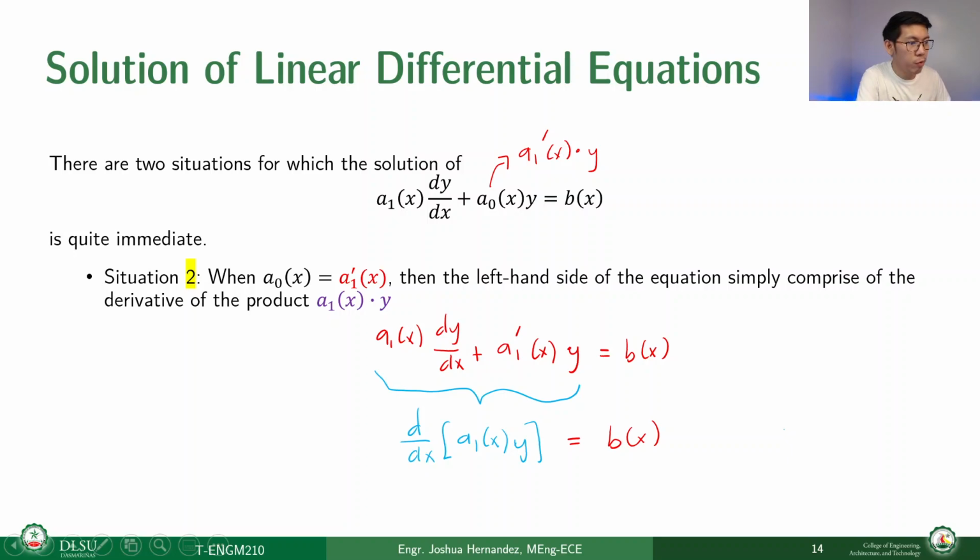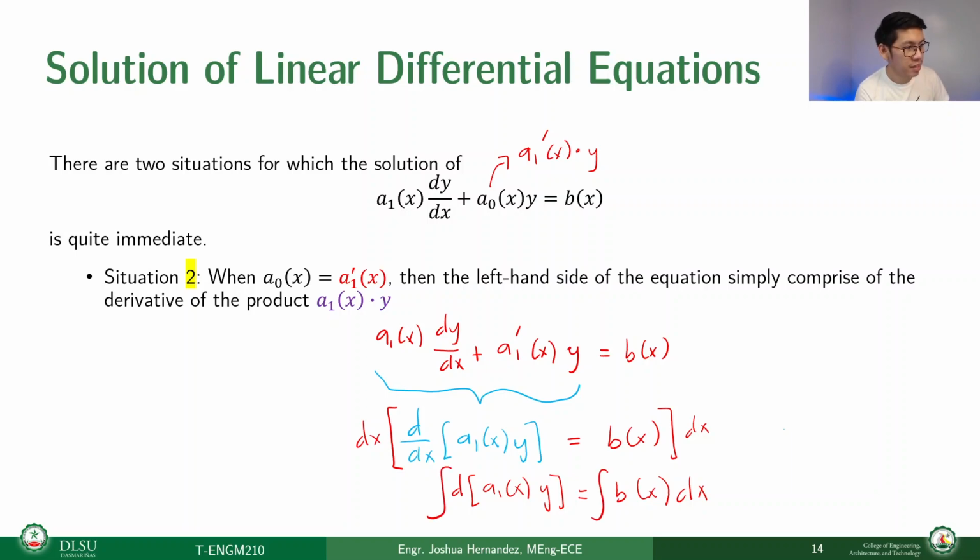So by simply multiplying dx on both sides, we're gonna get what? d of a sub 1 of x multiplied by y equals b of x dx. Right. Now, if we integrate both sides, this left-hand side and this right-hand side, I'll continue dito sa space na to, ha. Magkakaroon tayo ng, by the fundamental theorem of calculus, the antiderivative with the derivative cancels out. And now we're left with a sub 1 of x y equals the integral of b of x dx.